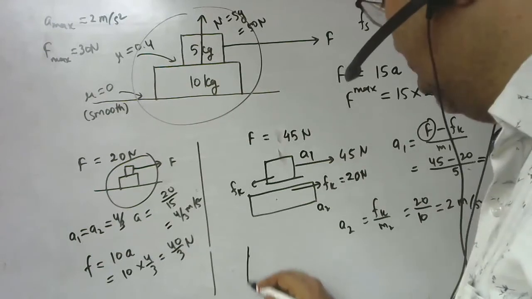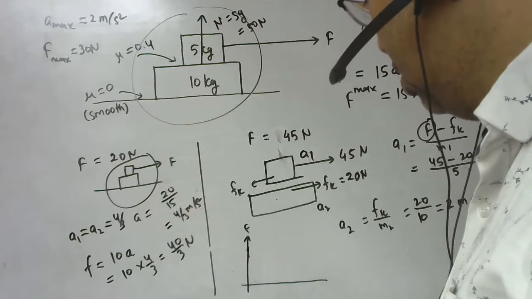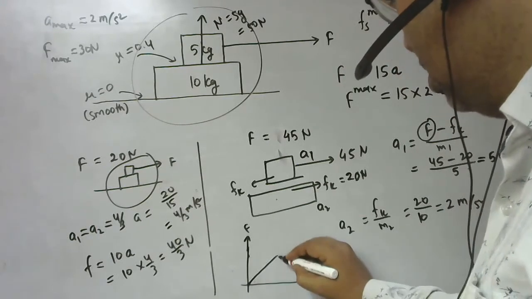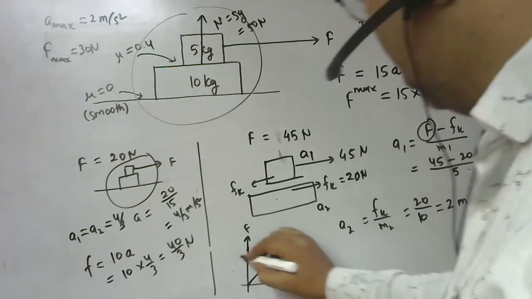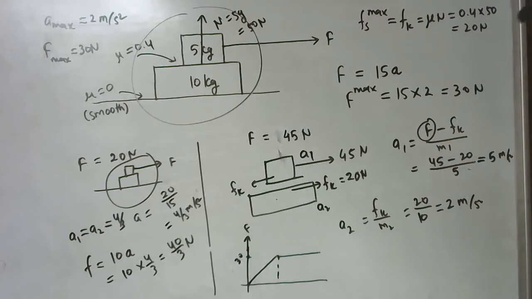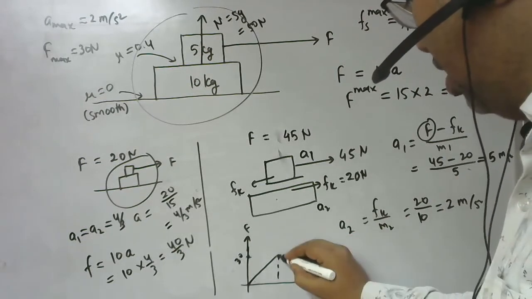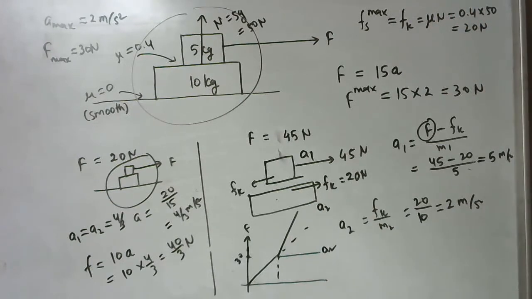Again, the graph will be similar to that. Force versus acceleration: same acceleration up to 30 Newton. After that, one has constant acceleration, which is a2, while that of the upper block increases with the force. So this is the graph.